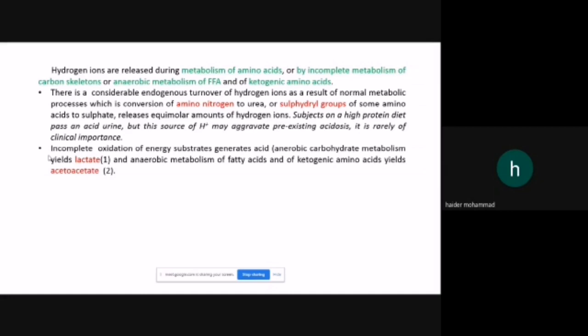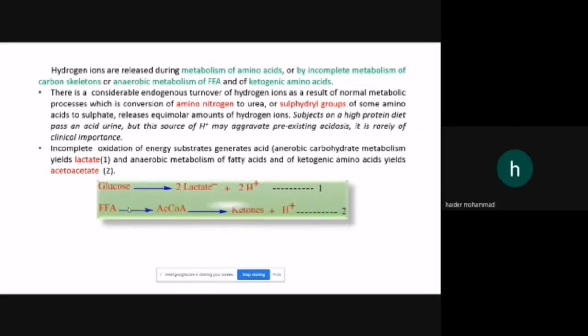Second, as we said, incomplete oxidation of energy substances generates acid. For example, anaerobic metabolism of carbohydrate gives us lactic acid. Have a look at these reactions. We have hydrolysis of glucose, which gives us pyruvic acid. Pyruvic acid must undergo the Krebs cycle. Deficiency of oxygen gives us lactic acid plus 2 hydrogen, 2 protons. So this we call incomplete oxidation, a deficiency of oxygen in oxidation of the carbohydrate.